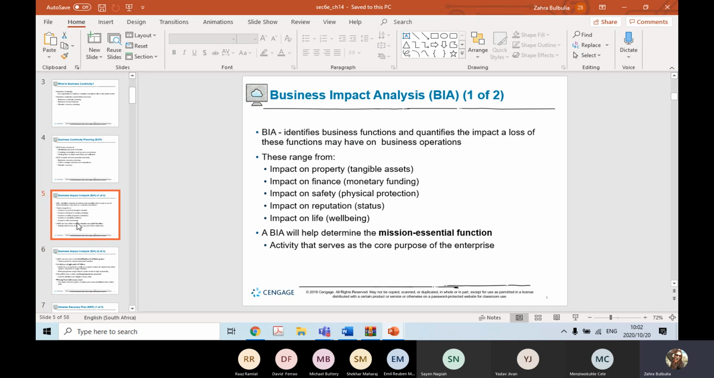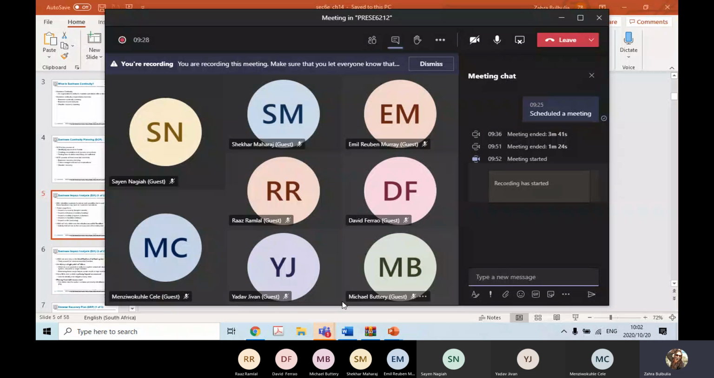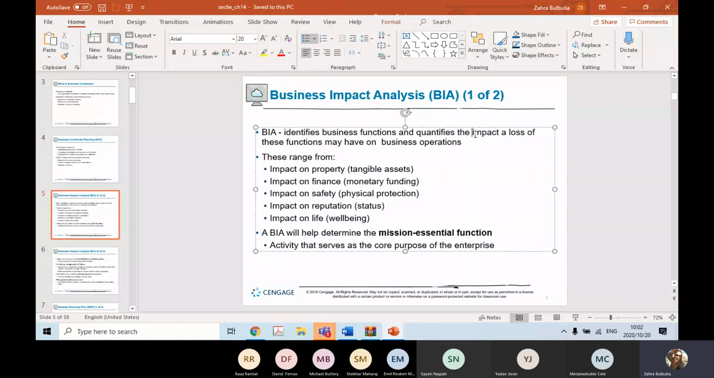Business impact analysis identifies business functions, gives them certain levels, and quantifies the impact of loss that these functions may have on business operations. So if we take an example of this, if we look at a website like Takealot, if the payment facility had to go down, that's one of the core business functionalities. If your payment system is not working, you are not going to be able to have customers pay for their products, which can definitely impact in terms of the business suffering a loss.